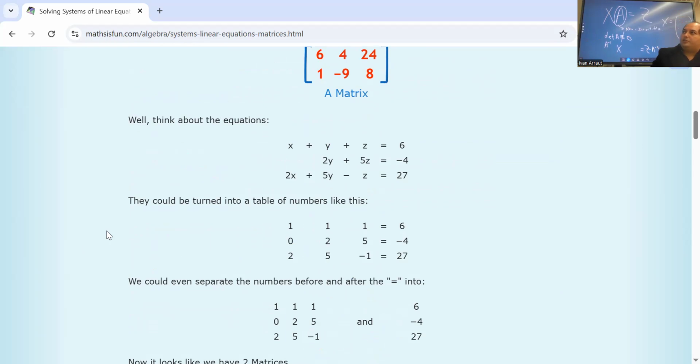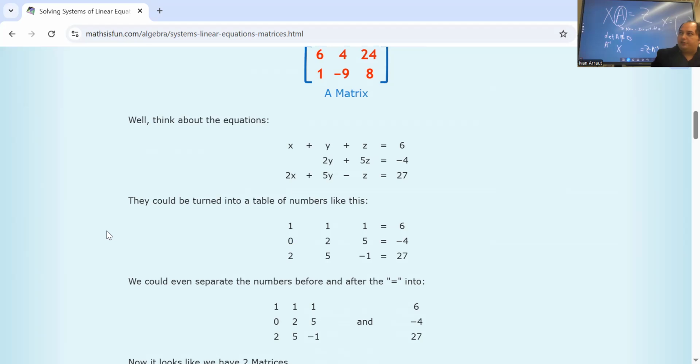Let's put it like this. This is the first equation, this is the second equation, this is the third equation. I could arrange it like this. The coefficient of the first variable in the first equation is 1, the coefficient of the second variable is 1, and the coefficient of the third variable is 1, equals 6.